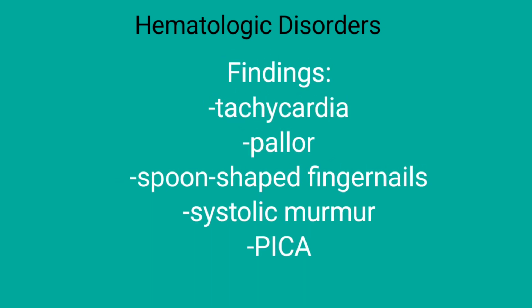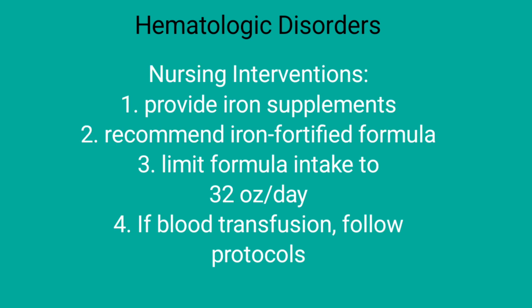So findings would be tachycardia, pallor, and spoon-shaped fingernails. This one is very particular. Also pica, where people are craving non-food items such as ice, dirt, or paper. Some nursing interventions would be providing iron supplements by age 2 months for premature infants. Again, also provide iron supplements for full-term infants by age 4 to 6 months. Also, include a diet high in iron, and if packed red blood cells are required, you just need to follow the guidelines whenever you're doing a blood transfusion.